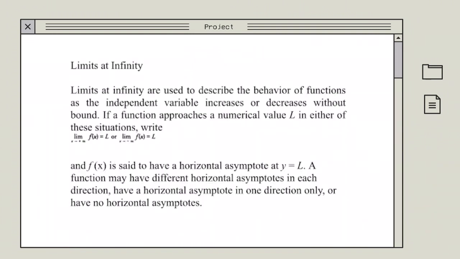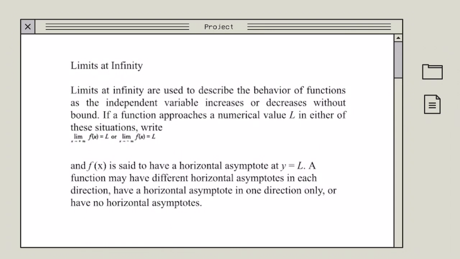Okay, so now let's proceed to limits at infinity. Limits at infinity are used to describe the behavior of functions as the independent variable increases or decreases without bound. If a function approaches a numerical value L in either of these situations, write the limit of f of x as x approaches positive or negative infinity equals L, and f of x is said to have a horizontal asymptote at y equals L.